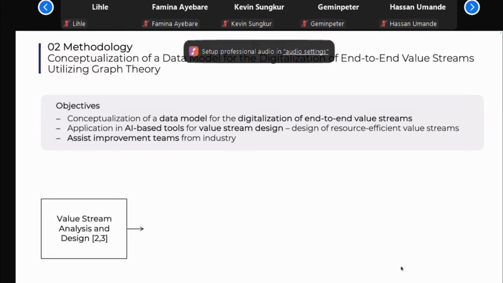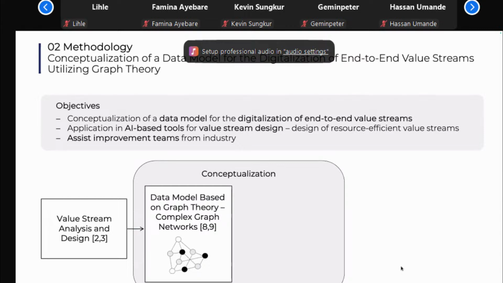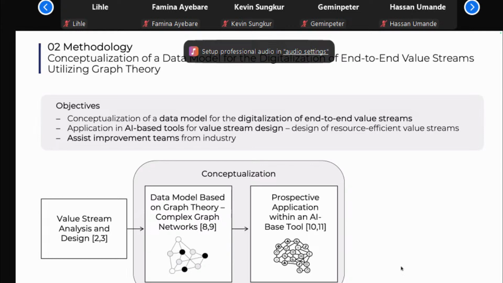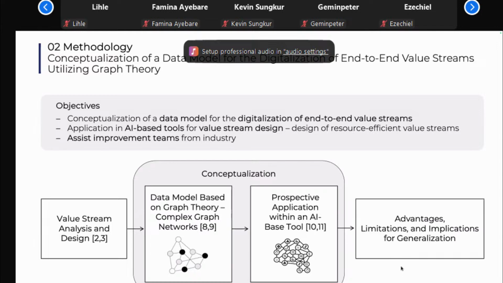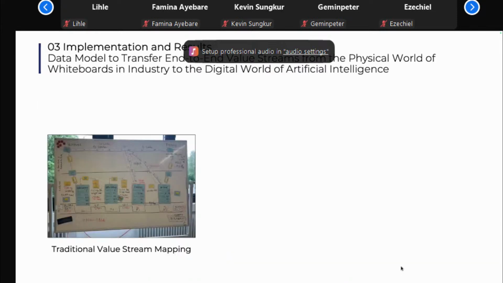Within my methodology, I utilize the domain knowledge of value stream analysis and design, and then conceptualize this data model based on graph theory, especially the theory of complex graph networks, which are also used in biology, for example, to transform elements into machine learning usable constructs, some kind of transferring this technology onto value streams. And after that, I also thought about, okay, how can I use this new data model within a prospective AI application to assist improvement teams? In the end, I especially focused on what advantages my data model gives me, what limitations there are, and what my implications for generalization are.